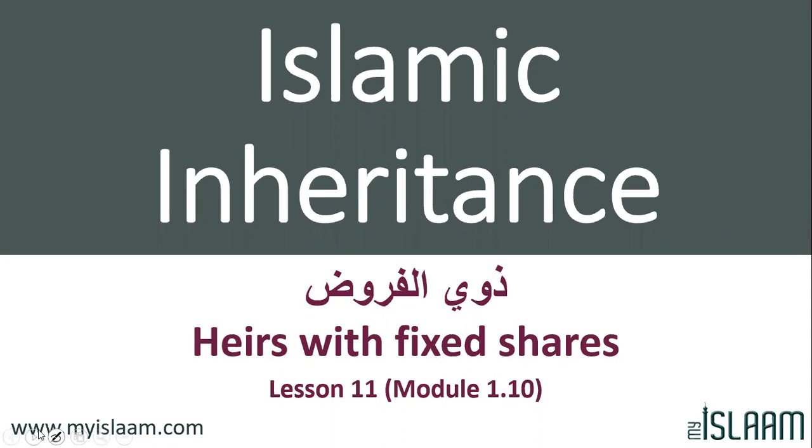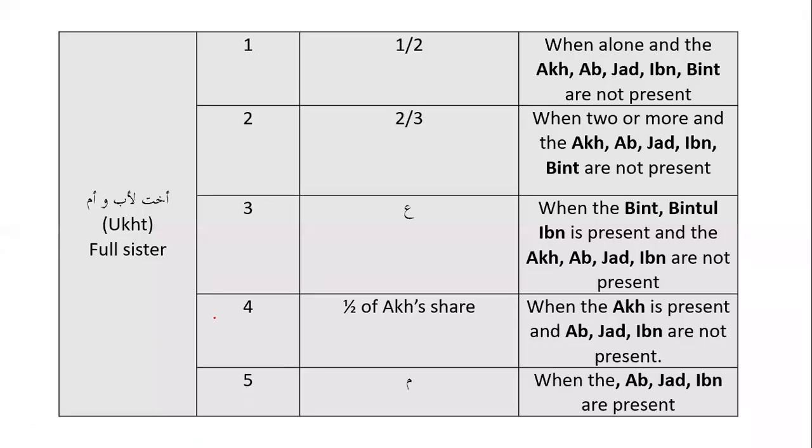Inshallah, in today's lesson, we will be discussing the second last of the Furud, which is the Ukht li abin wa ummin, or the full sister, as in the mother and the father are the same. So, in fact, before we discuss this, let's quickly go over the different types of brothers and sisters that exist. So, there are three types.